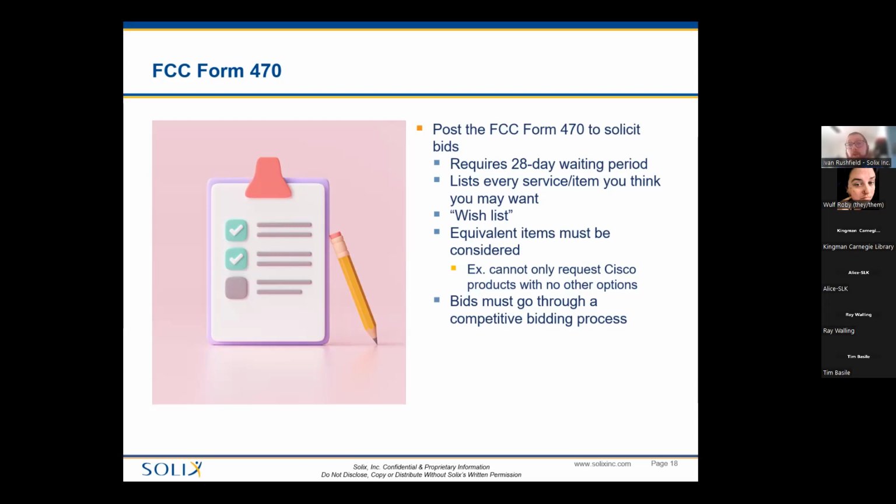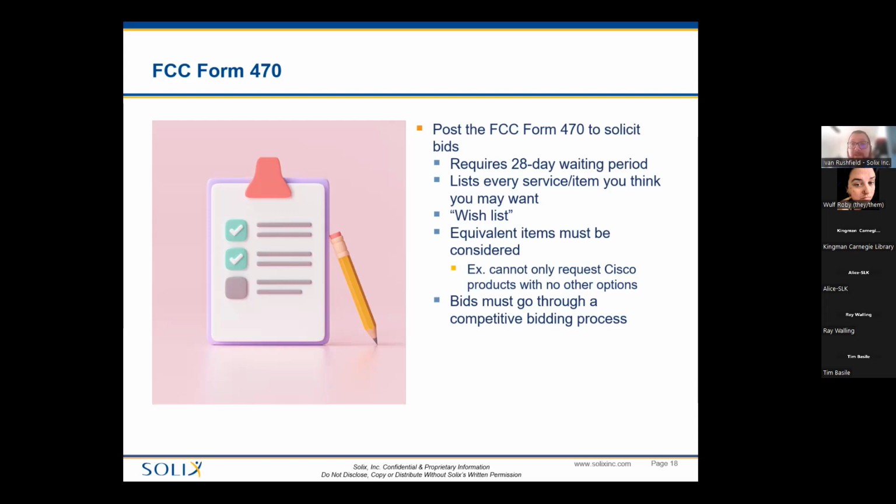So you have to wait 28 days before you choose a vendor. If I post that request for bids, that Form 470, on February 1st, I have to wait for the rest of the month. I can't look at it again until March, on that 28th day. If I choose a vendor earlier, if I say, okay, it's the middle of February, I like this guy, I'm going to sign a contract with him right now, you can't do that. You have to wait 28 days before you sign a contract, select a vendor, any of those things. You have to give time for those bids to come in.